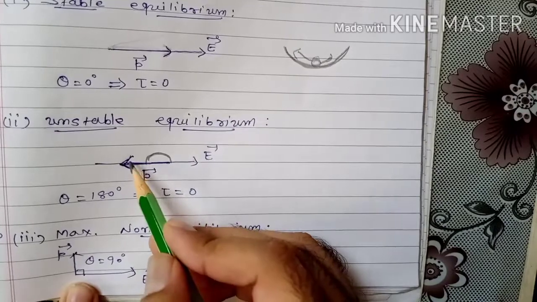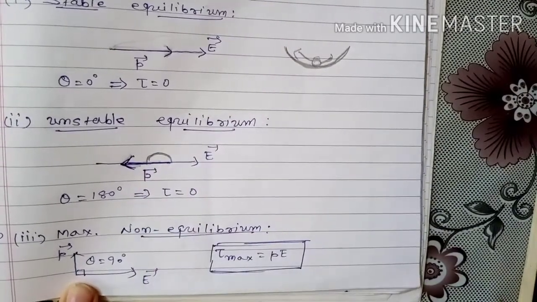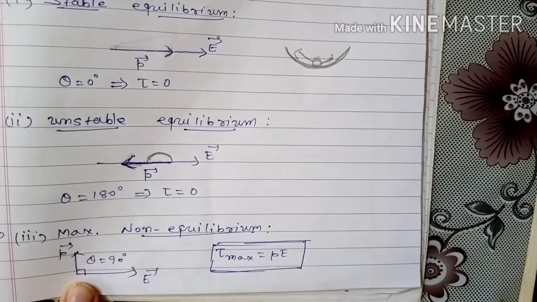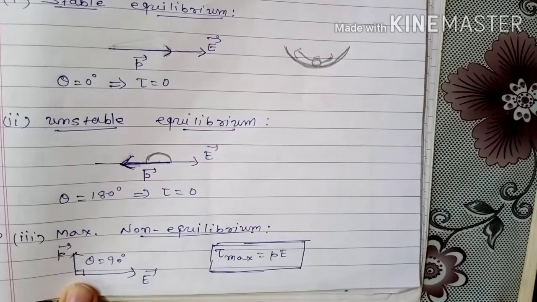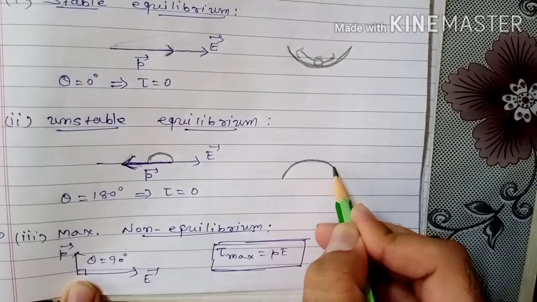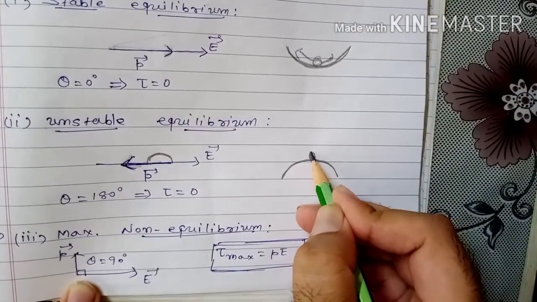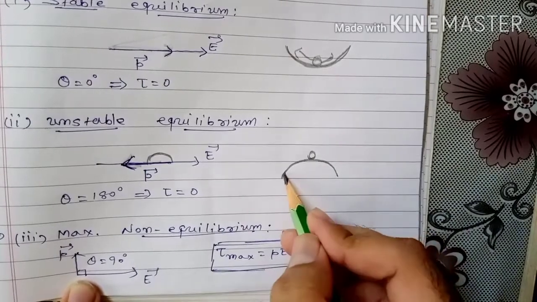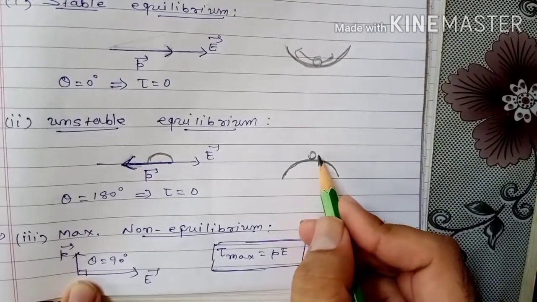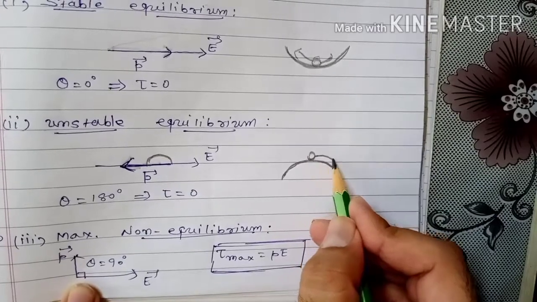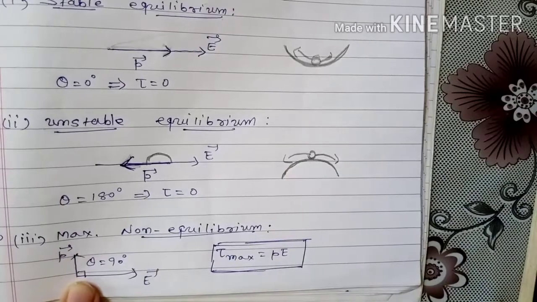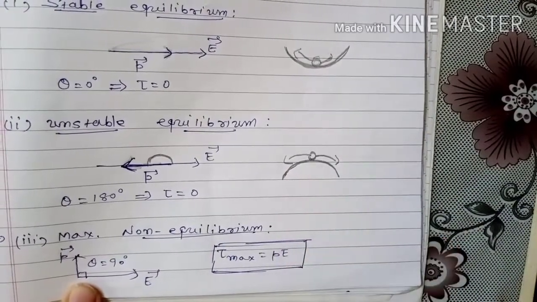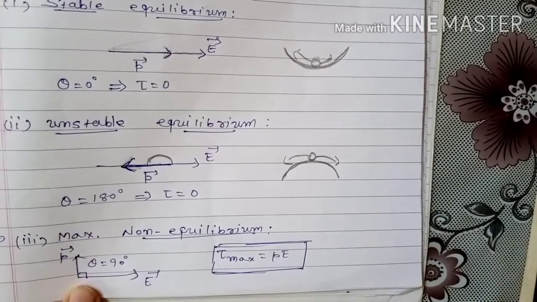But here if you displace the dipole from this position, then it never comes back to this position. On the contrary, it moves in the direction of electric field. Like this, if you consider a surface like this, and some spherical ball is kept on this surface, then if you displace the ball, this ball may move in a downward direction like this, but it will never come back to its original position. Therefore this condition is called unstable equilibrium condition.